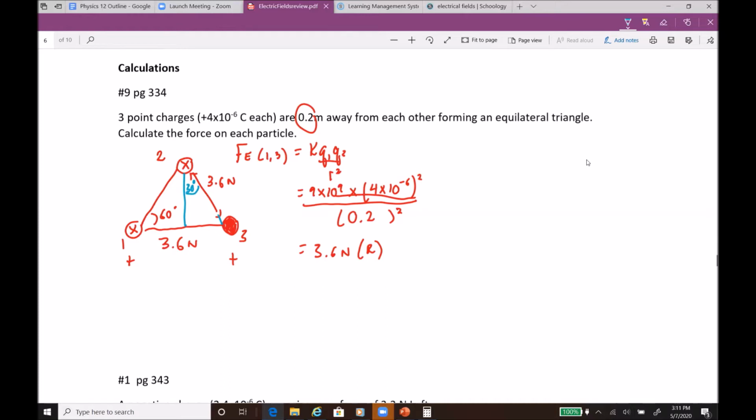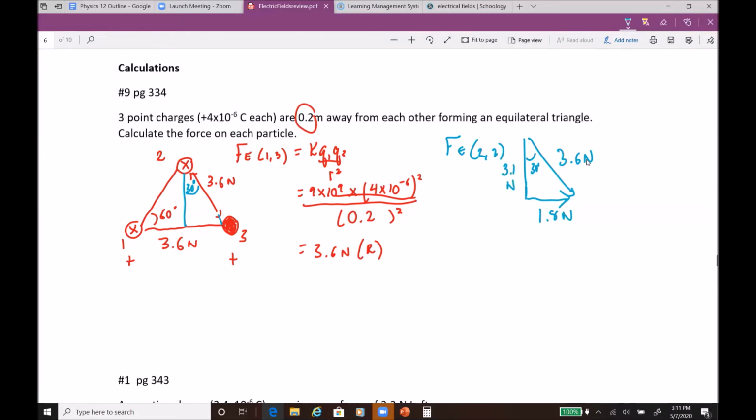So if we look at the force from 2 on 3, we can break down that vector into its components. We know that's 30 degrees. Using some basic trig, the opposite side is sine, so sine 30 times 3.6 would give you a force of about 1.8 newtons. And then cosine 30 times the hypotenuse will give you a force of about 3.1 newtons.